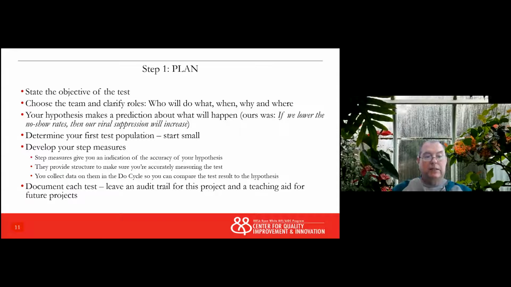And again, you're going to collect the actual data in the do cycle. And I will stress this throughout the presentation, but you need to document this. You need to document your plan. It's good to have a data collection plan if this is going to be a big data collection effort. Outlining and defining those roles and responsibilities are going to be key to making this successful.